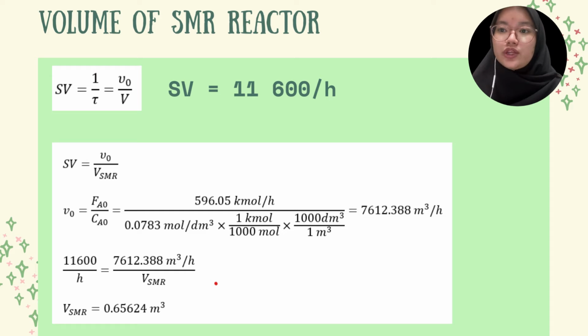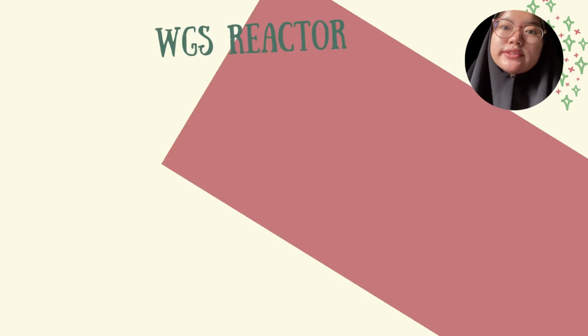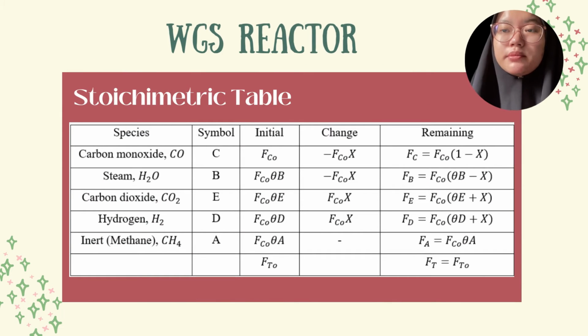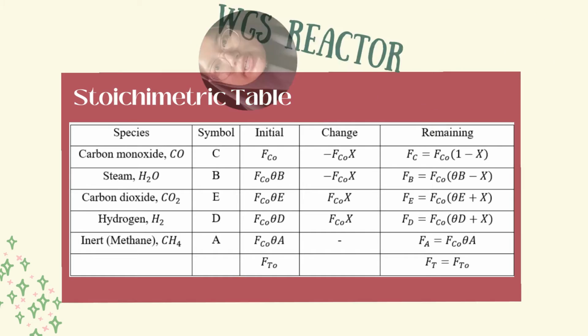Then we substitute the value into the space velocity formula. Here, the space velocity value is 11,600 per hour and it is obtained from a reference. Hence, the volume of the SMR reactor obtained is 0.65624 meter cube. For the WGS reactor, the same step is applied as the SMR reactor to calculate the volume. The values such as flow rates, temperature and pressure are substituted accordingly.